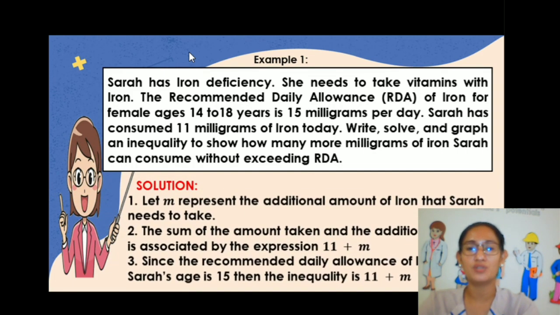Let's have the solution. First, let M represent the additional amount of iron that Sarah needs to take. Then, the sum of the amount taken and the additional amount is associated by the expression 11 plus M. Since the recommended daily allowance of iron for Sarah's age is 15, then the inequality is 11 plus M is less than or equal to 15.